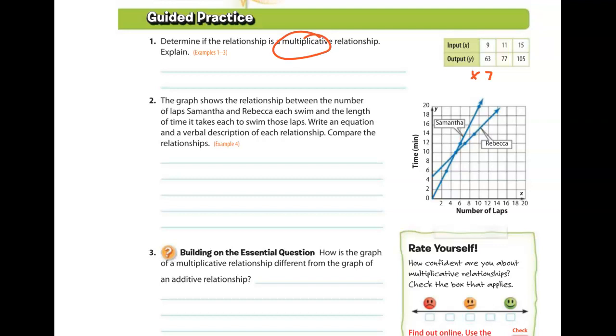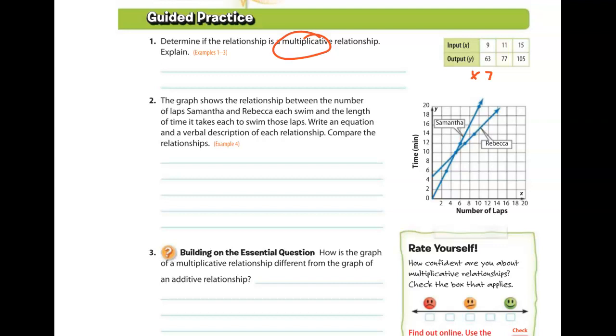All right, let's go ahead and look at number 2. Number 2 says the graph shows the relationship between the number of laps Samantha and Rebecca each swim and the length of time it takes each to swim those laps. Write an equation and a verbal description of each relationship. Compare the relationships. Okay. So we're looking over here at the graph.